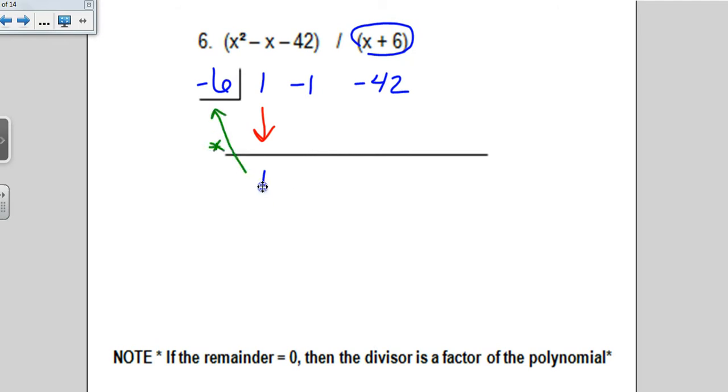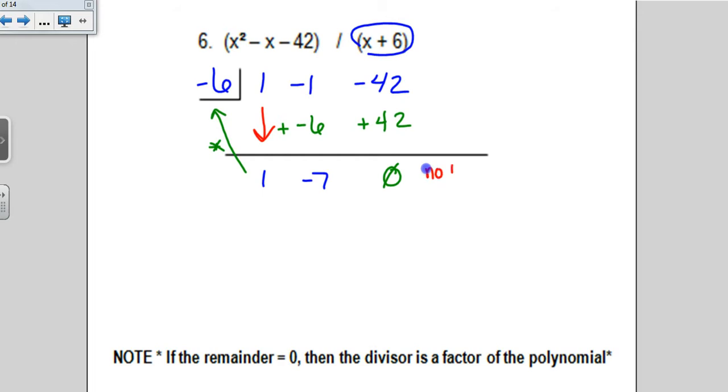Now it's a bunch of multiply add. So we multiply 1 times -6, and that gives us a -6. And then we're going to add up this column. -1 plus -6 gives us a -7. And then we're going to repeat the process. -7 times -6 gives us a +42. And when I add up that column, I end up with no remainder.